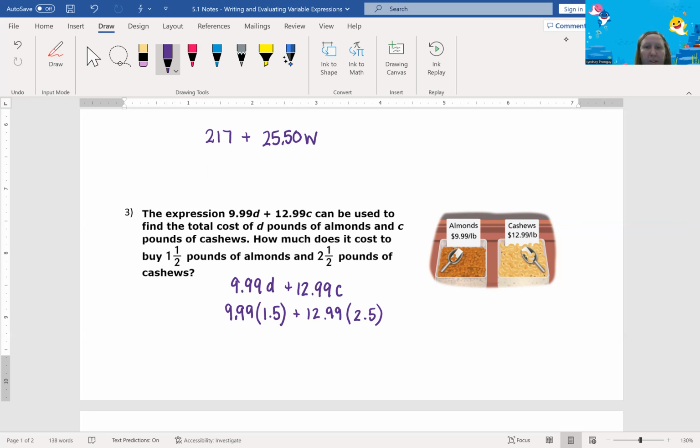And then we would use our calculator, and that's what I'm doing right now. I'm typing in 9.99 times 1.5, and it's 14.985. Okay, I'm going to try not to round until the very end here. When I do that, it's 32.475. And now I'm going to add those two pieces together. And we end with $47.46. And it actually worked out to not be 3 decimals anymore. Okay, and that is our answer.